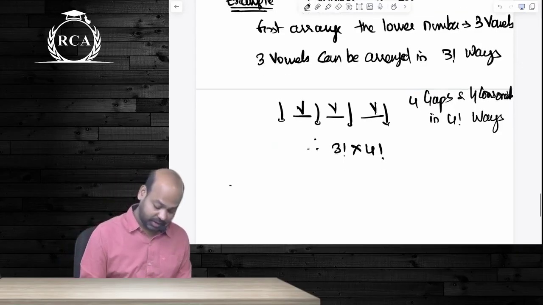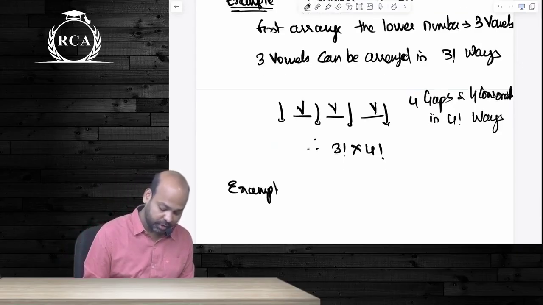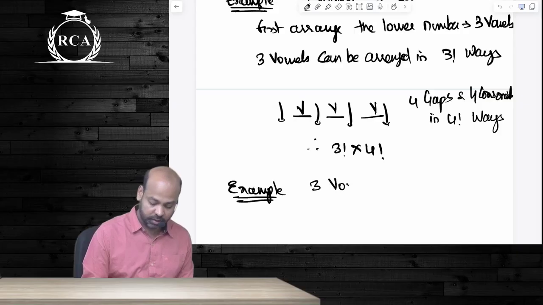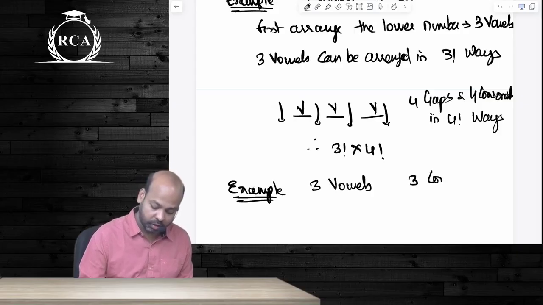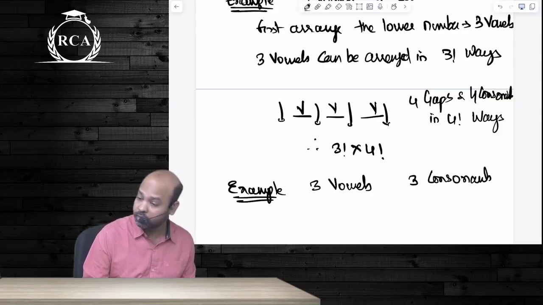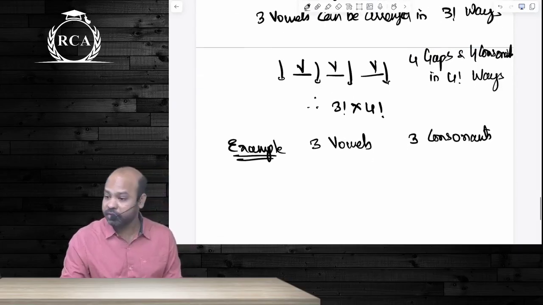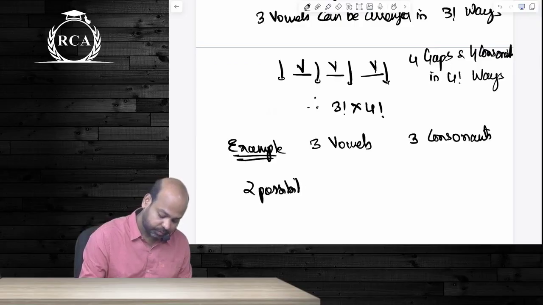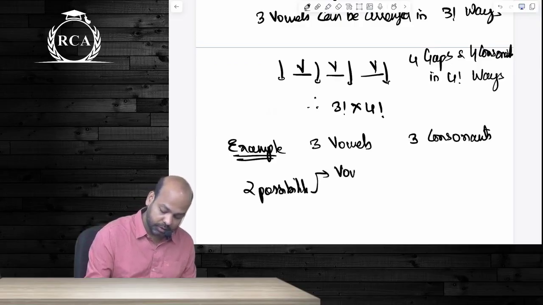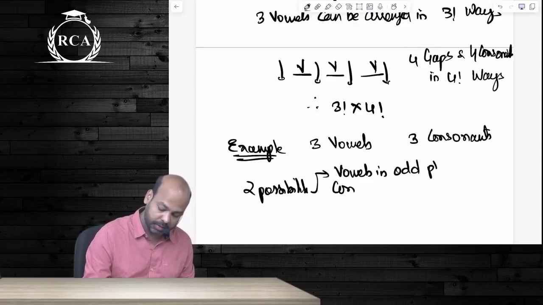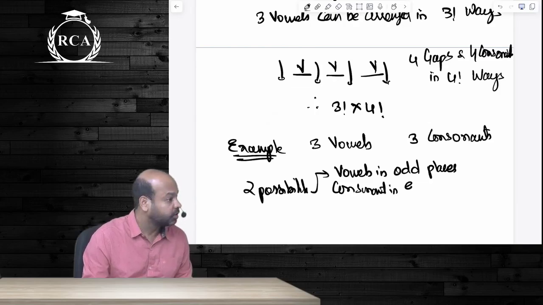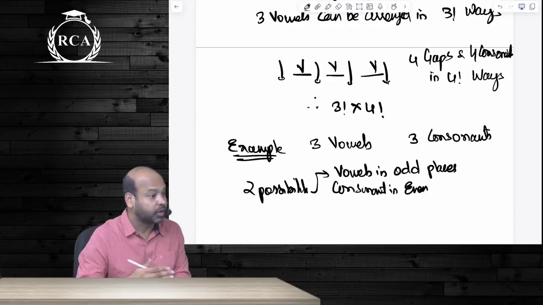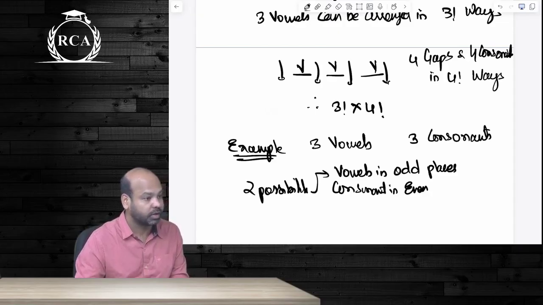Next example, guys. What if I have 3 vowels and 3 consonants? If I have 3 vowels and 3 consonants, what are the 2 possibilities, guys? Vowels, there will be 2 possibilities. Vowels in odd places, consonants in even places. This can be done in how many ways? 2 ways. 3 factorial into 3 factorial.